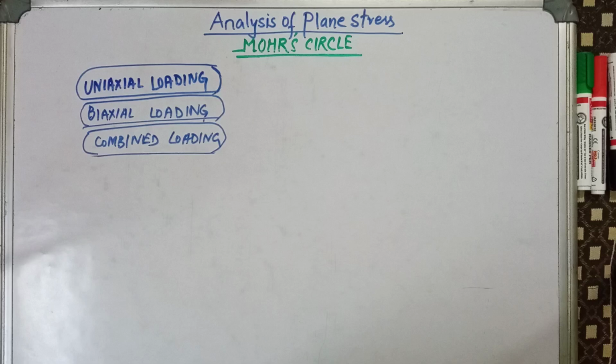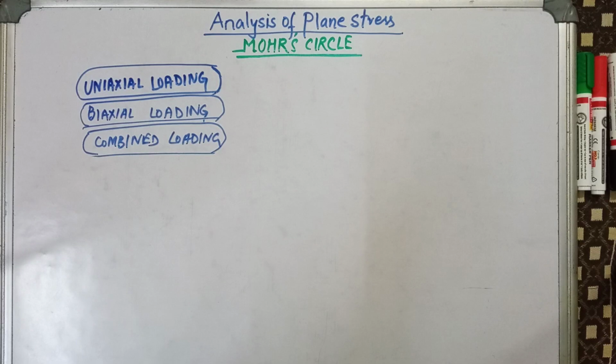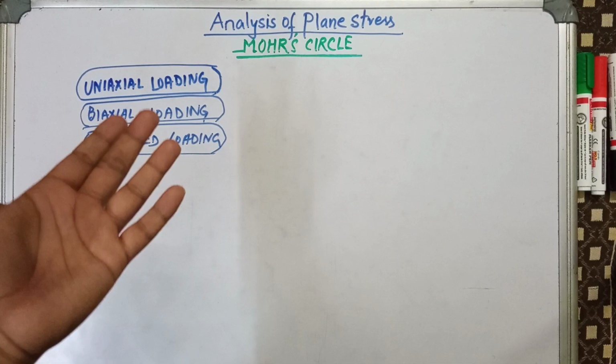Now, why I have written these things: uniaxial loading, biaxial loading, combined loading. My dear, try to understand. Suppose there is a component which has some practical application. Let it be a beam in a construction, whether a beam in a building or a beam in a bridge, it is subjected to some kind of loading. Okay, it is combined loading. Similarly, there may be an object which is subjected to biaxial loading, or an object subjected to uniaxial loading.